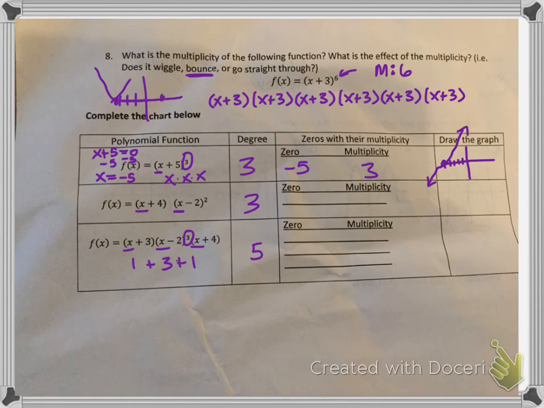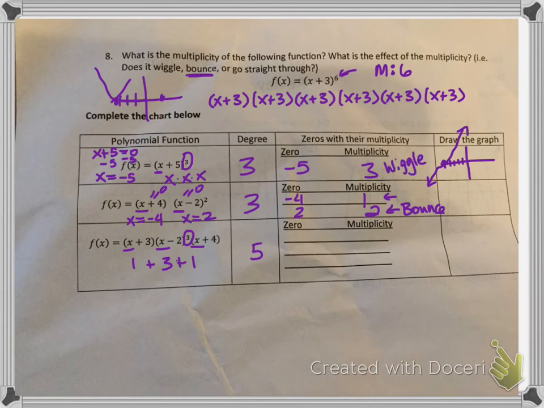Okay, right here, we solve our factors again. If we set each one equal to 0 and solve for x, we get x equals negative 4 on this one, and x equals positive 2 here. So our zeros are negative 4 and positive 2. Negative 4, there's only one of those, so it has multiplicity of 1. The other one, there are 2 of those, so multiplicity of 2. This one's going to go straight through. This one's going to bounce. And this one wiggles.